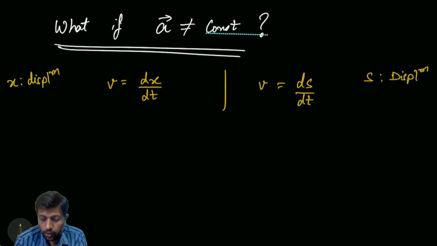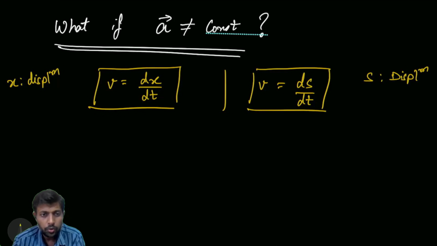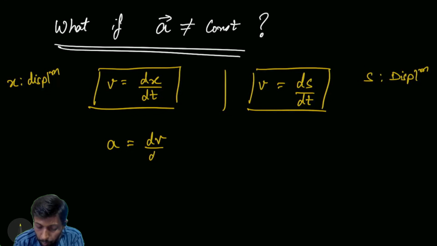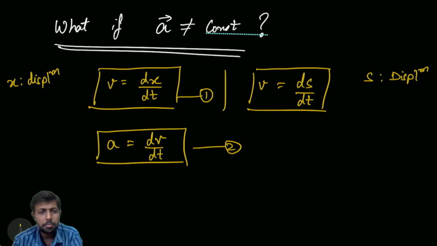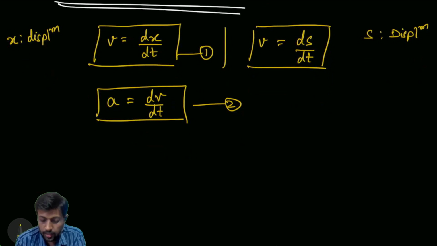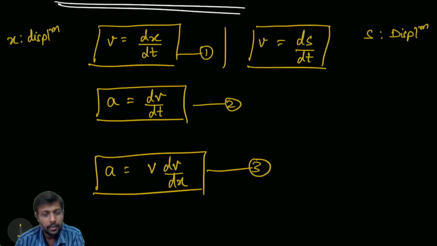Okay, you can use this irrespective of whether acceleration is constant or not. Even if acceleration is variable, you are free to use this. This will give you the answer. The other differential relation that you can use is acceleration is dv upon dt. So one relation is this, the other relation is this. And the third relation, which is basically derived from these two relations, is acceleration can also be written as v dv by dx. How come? Let's look at that.